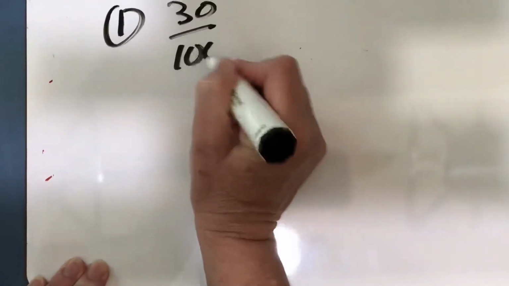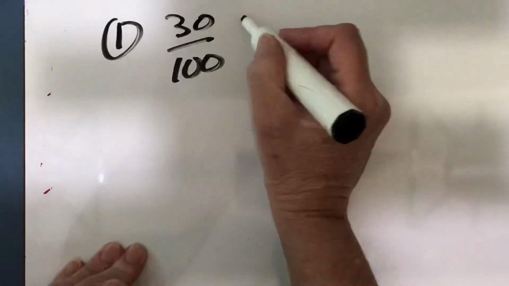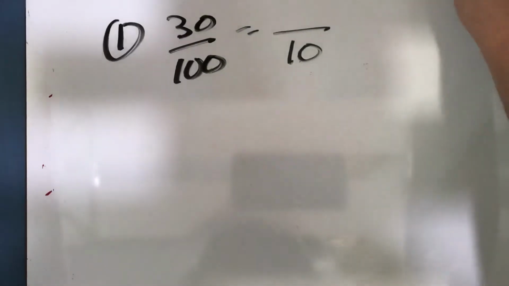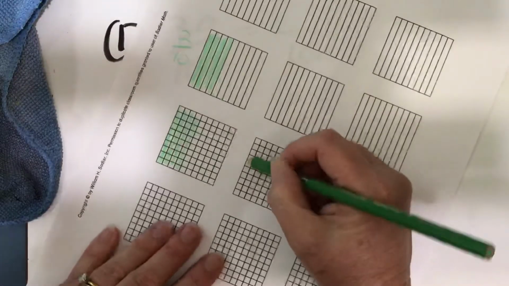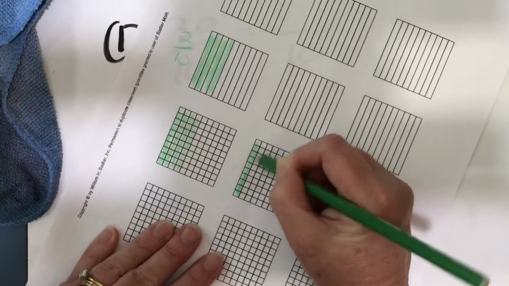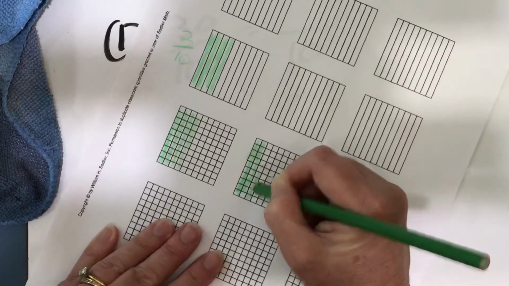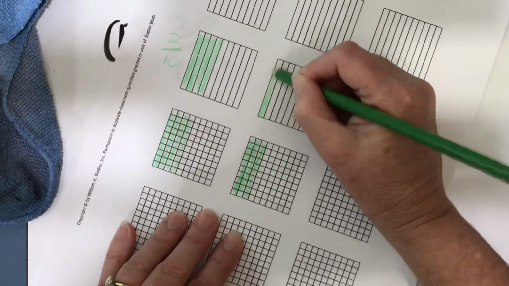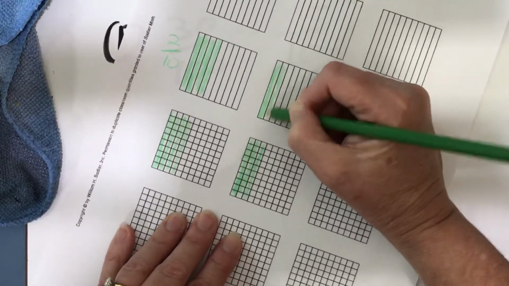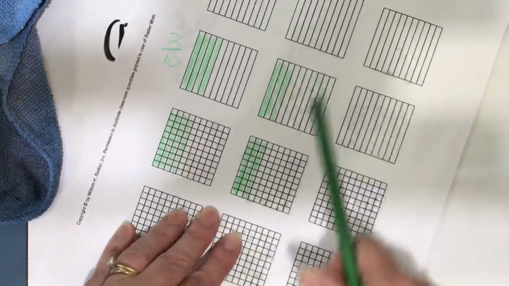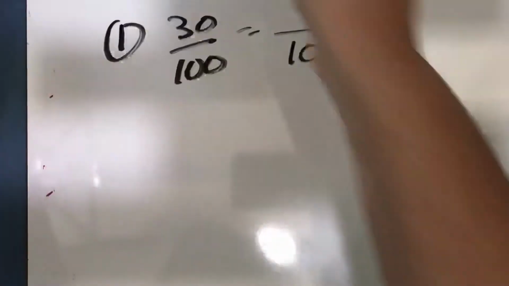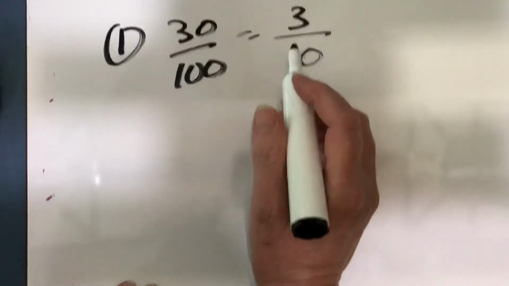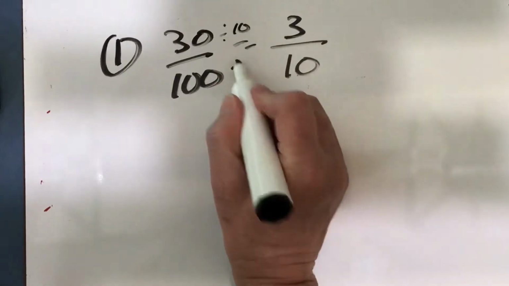And now I have to write the equivalent fraction in tenths. So we need to think, 30 hundredths equals how many tenths? Let's look back on our model. If I shade in 30 100ths, that's 10, 20, 30. 30 100ths on the model. Okay, if I shade in the same amount on my model with tenths, I shade in 3 columns. So 3 out of 10. So 30 100ths equals 3 tenths. Remember, I can do that by dividing my numerator and denominator by 10.